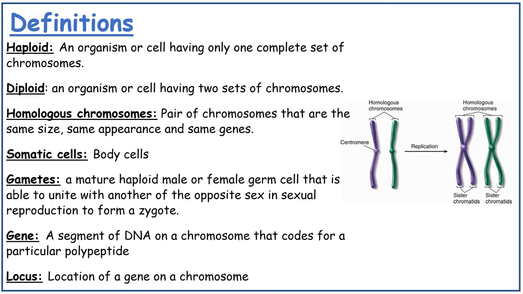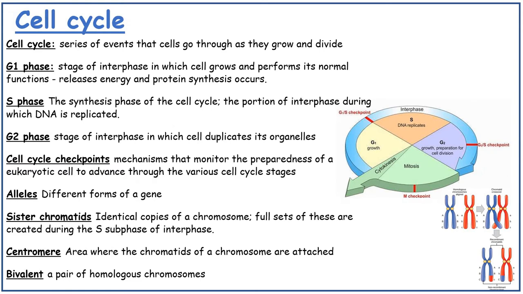Gene: a segment of DNA on a chromosome that codes for a particular polypeptide. Locus: location of a gene on a chromosome. Cell cycle: a series of events that cells go through as they grow and divide. G1 phase: stage of interphase in which cells grow and perform their normal functions. It releases energy and protein synthesis occurs.